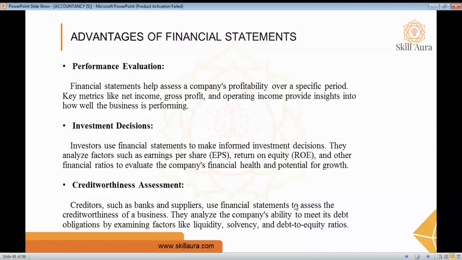And next is creditworthiness assessment. Here, creditors such as banks and suppliers use financial statements to assess the creditworthiness of the business. They understand whether the business is capable or not. They also analyze the company's ability to meet its debt obligations with the help of examining factors like liquidity, solvency, and debt to equity ratio.